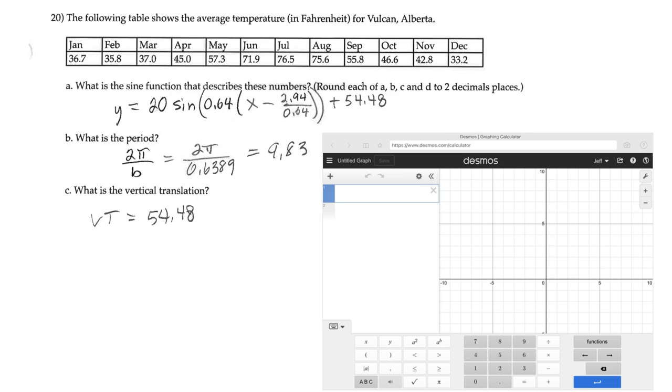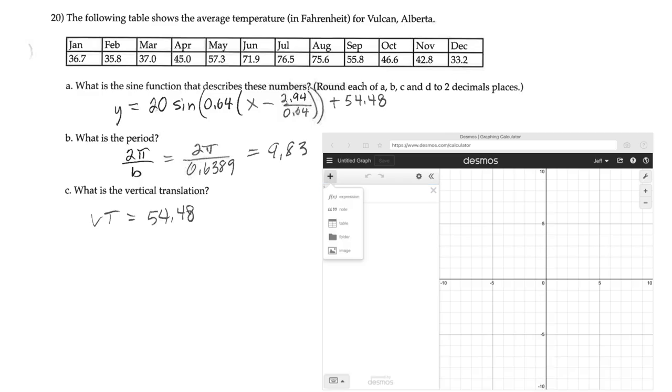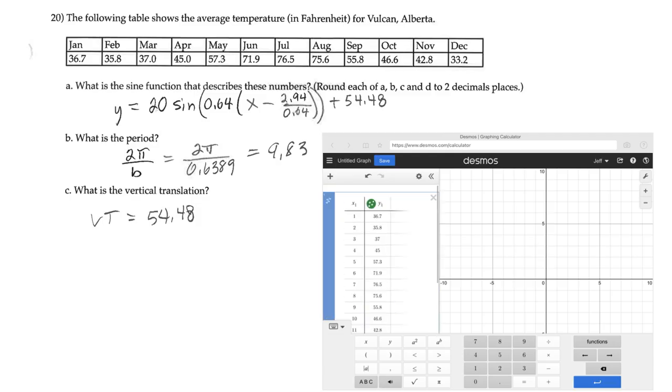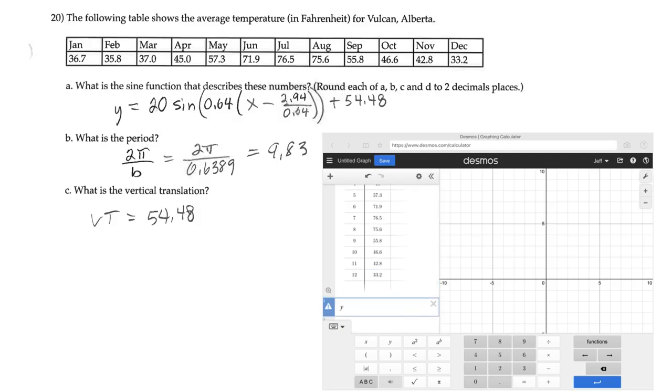So it talks about average temperature for Vulcan, Alberta. So I'm just going to input the data in quick. I thought I had it inputted already. I'm going to pause and then I'll come back. Okay, I got all my data in. So once I have the data in, then down below here, I'm going to type in my formula, y1 tilde a sine bx1 minus c over b, couple brackets, plus d.